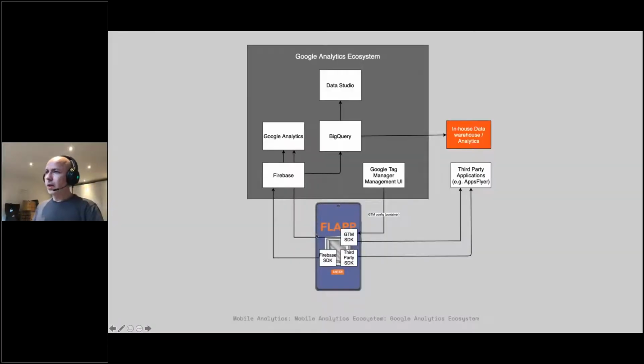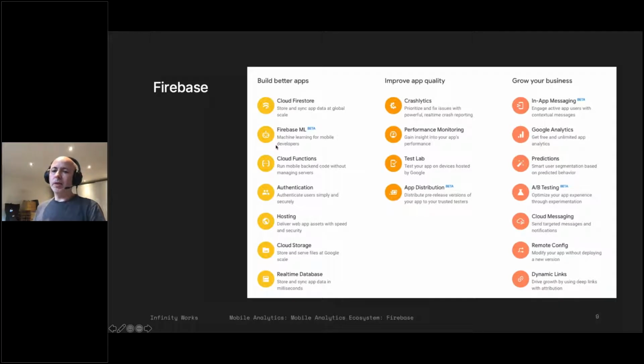Okay, so how does the whole Google Analytics ecosystem fit together? Basically, everything from a mobile app is really being directed through Firebase and then into Google Analytics. So what is Firebase? If there are any mobile developers out there, you'll know what Firebase is already.